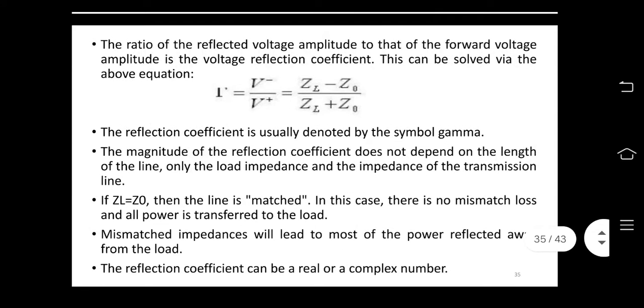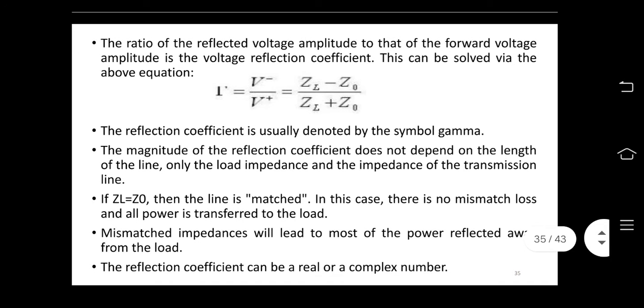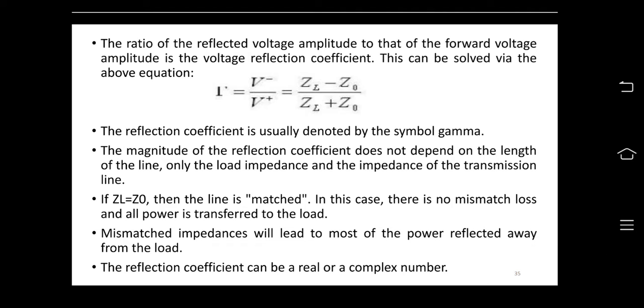The ratio of the reflected voltage amplitude to that of the forward voltage amplitude is the voltage reflection coefficient. So this can be solved via the above equation. So gamma equals V minus divided by V plus, that is (ZL minus Z0) divided by (ZL plus Z0). The reflection coefficient is usually denoted by the symbol gamma. The magnitude of the reflection coefficient does not depend on the length of the line, only the load impedance and the impedance of the transmission line.